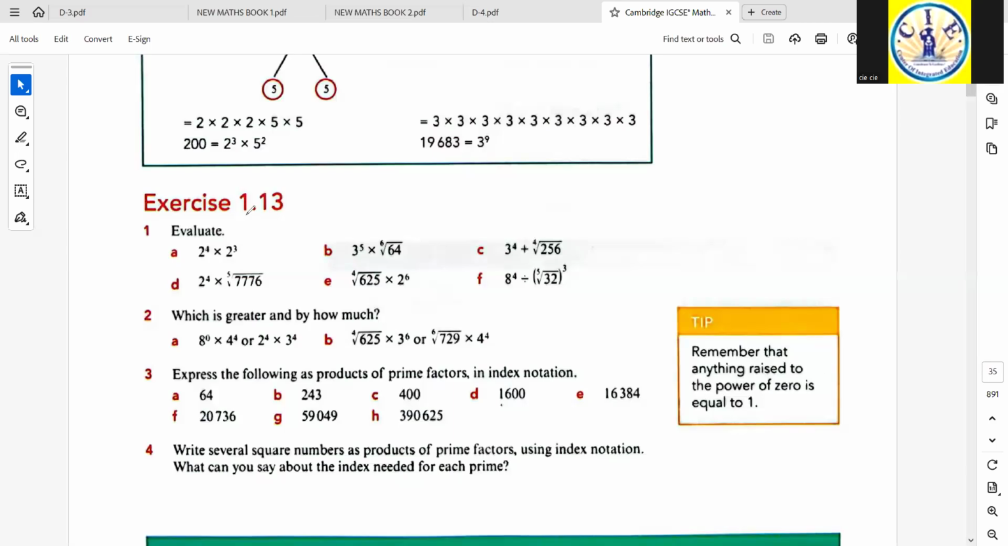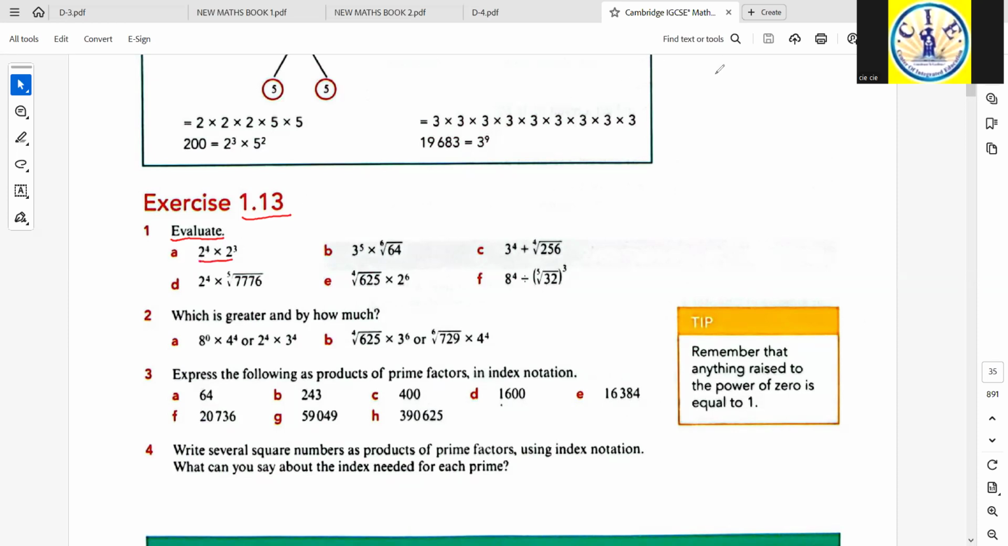In this video, now we are going to start exercise 1.13. It states that evaluate. Evaluate means we need to work out, we need to compute, and we need to simplify the answer as much as possible. 2 raised to power 4 times 2 raised to power 3.